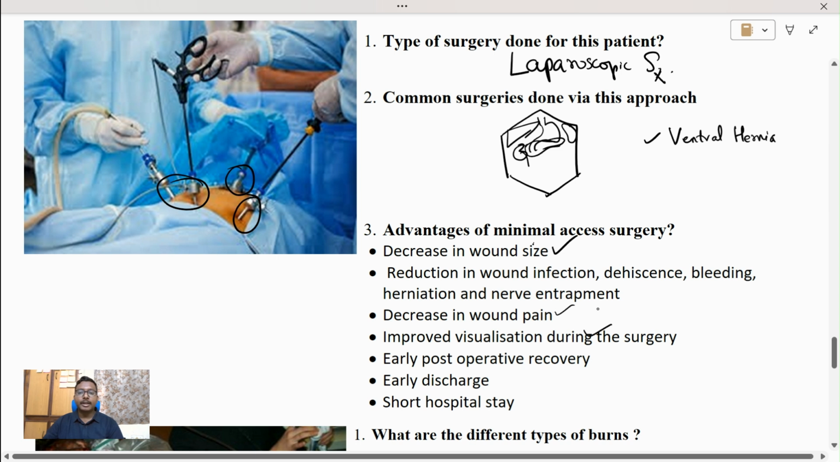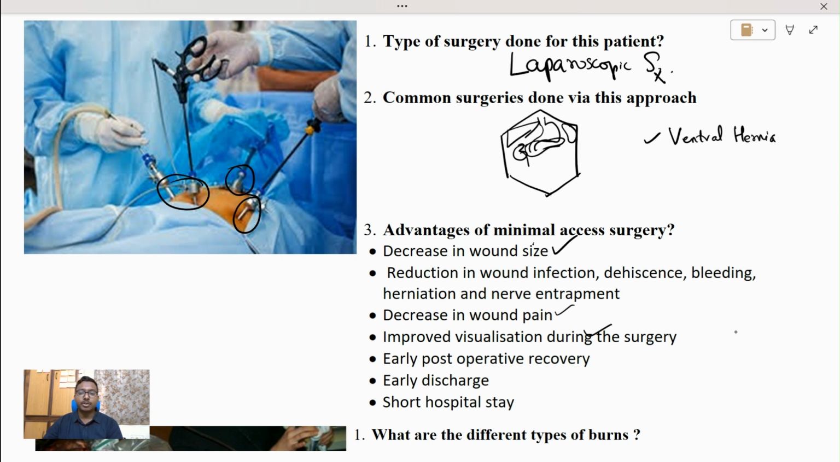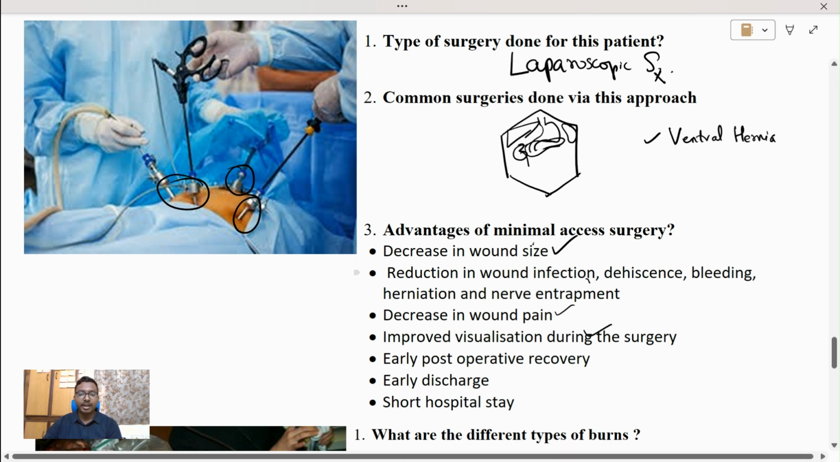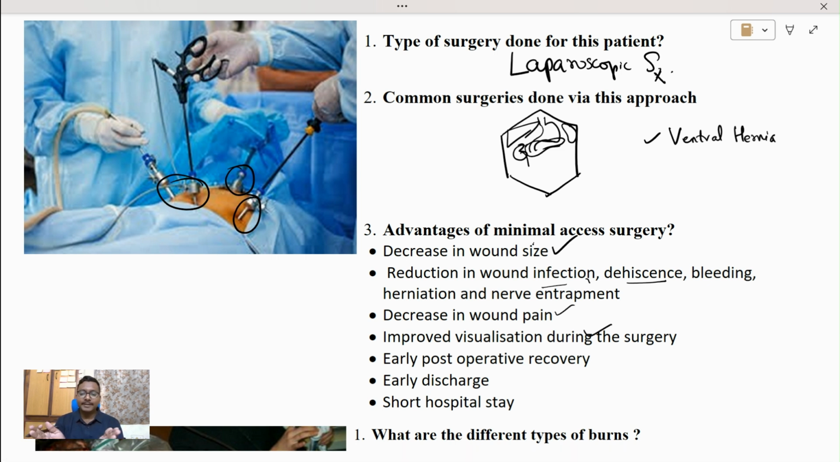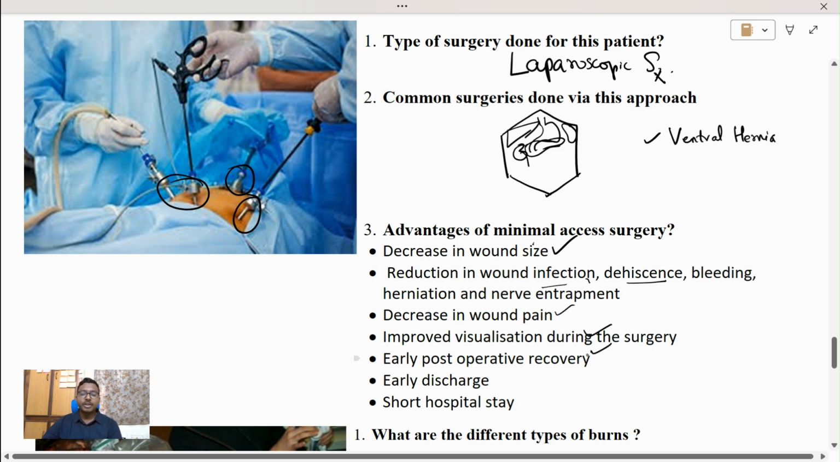During the surgery we are using a camera with so much magnification, so we have improved visualization. Because of the smaller incision, there is a reduction in wound infection, and also less chance of dehiscence or bleeding. Because the wound is smaller, there will be early postoperative recovery and the patient can be discharged early. So the ultimate point is a short hospital stay. This is the advantage of minimal access surgery, right?